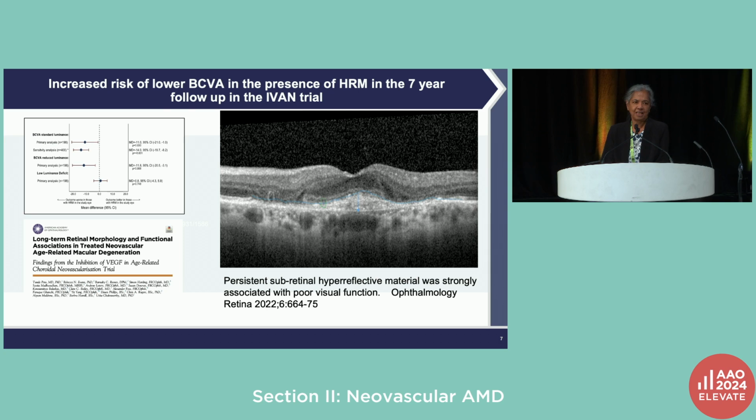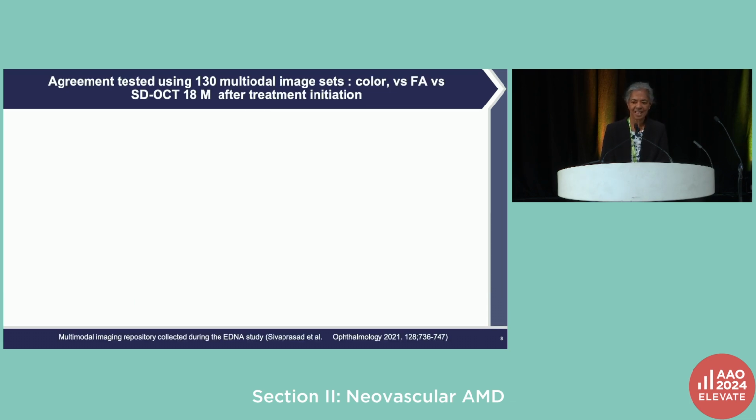In the IVAN trial, again, after 7 years of follow-up, we observed that the presence of structured, defined hyperreflective material in relatively quiescent eyes, when it was persistent, was strongly associated with poor visual function. And this, of course, means that's an important biomarker. However, we have hardly any data on the agreement between our standard imaging modality, which is color, and has been used forever with the definitions entrenched in the literature. So we tested the agreement between color, fluorescein, and spectral domain OCT in 130 eyes after 18 months of treatment initiation. And the data repository that we used came from the EDNA study, the reference of which is shown at the bottom of the slide.